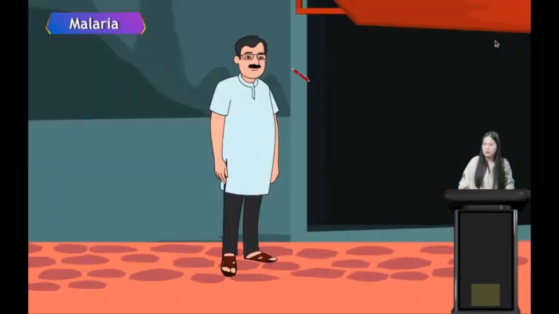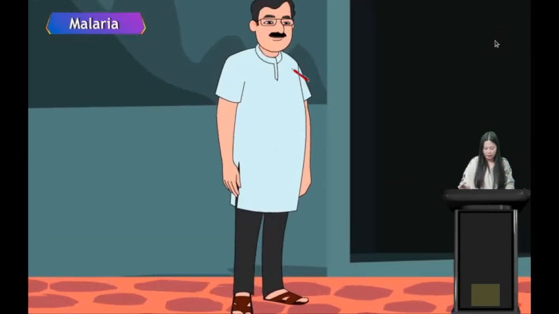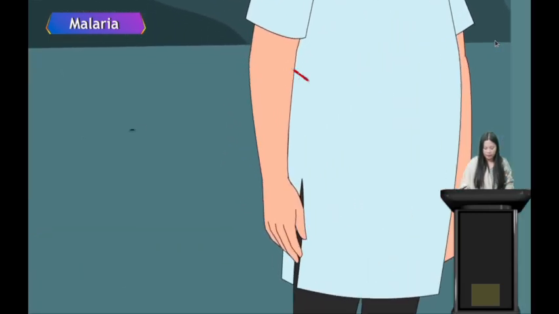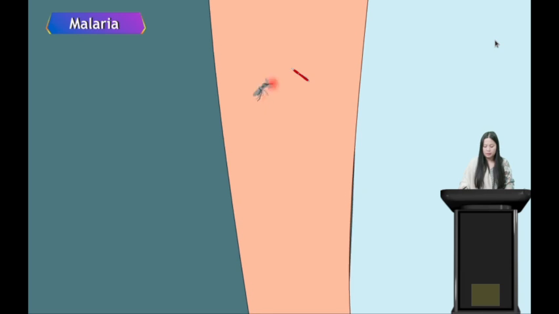Another disease caused by protozoa is malaria, and this malaria is spread by the mosquito, which is the carrier of the disease. It carries a protozoa known as plasmodium. Once the mosquito comes and bites us, this plasmodium, which is a protozoa, will enter our body and cause the disease called malaria.